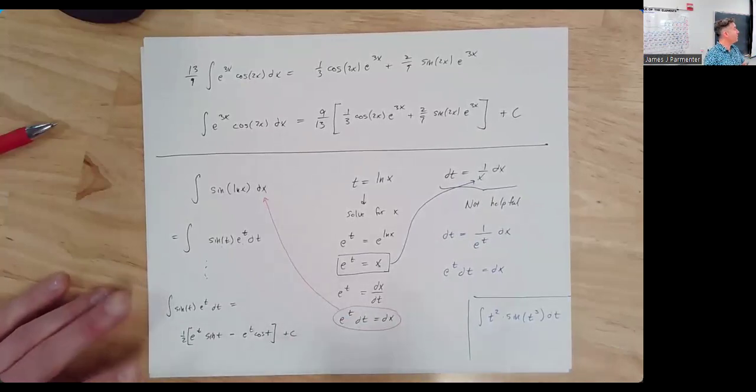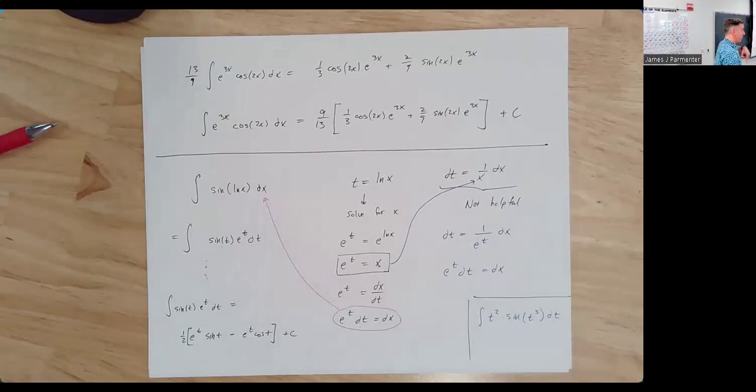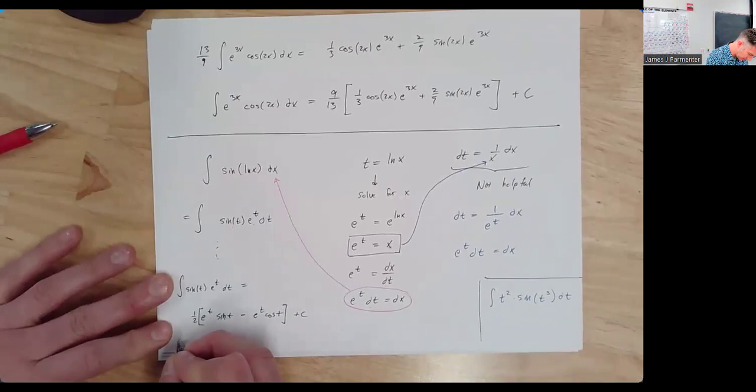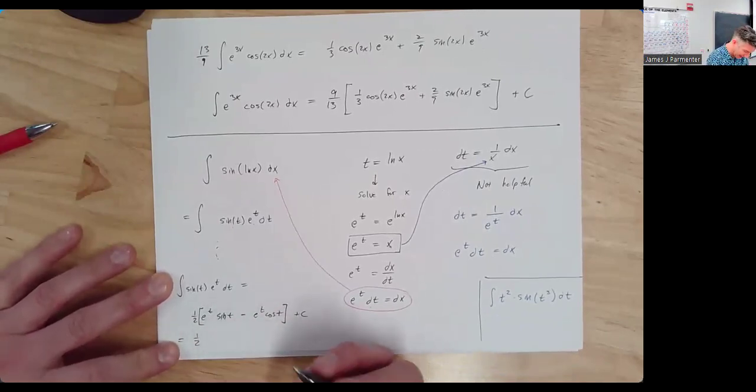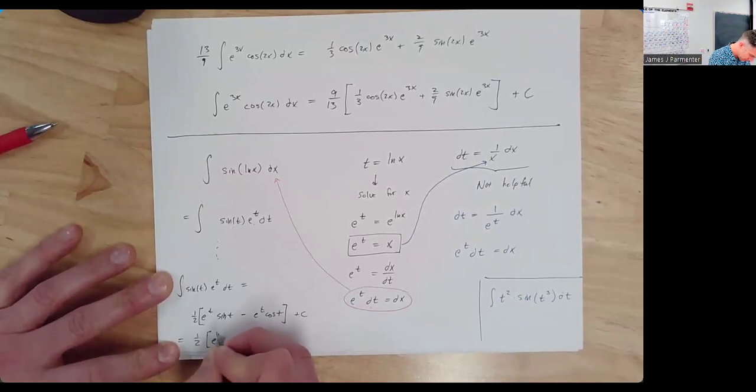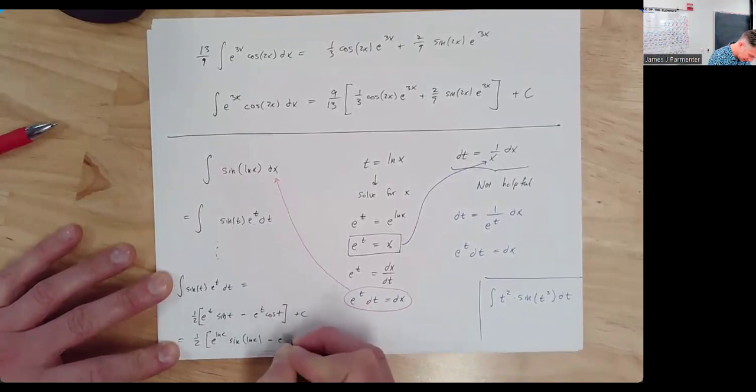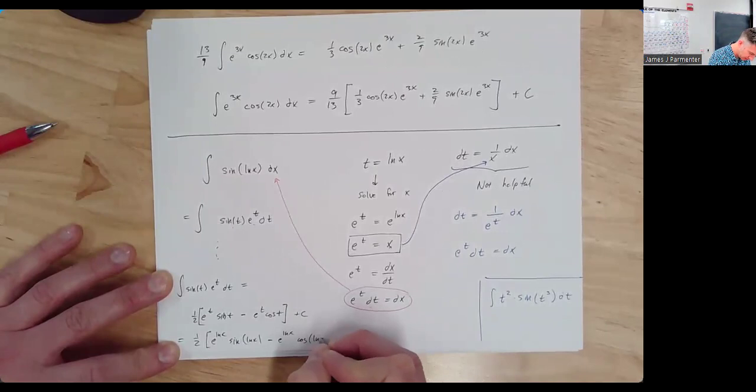And then after you did all of that, you would then plug back in the fact that t is equal to the natural log of x. So your answer would end up being 1/2 e to the natural log of x, which you could just write as x, times sine of the natural log of x, minus e to the natural log of x, which also you could write as x times cosine of natural log of x.